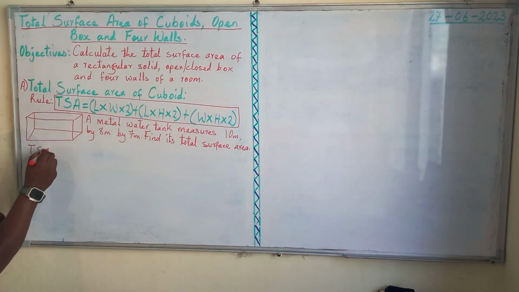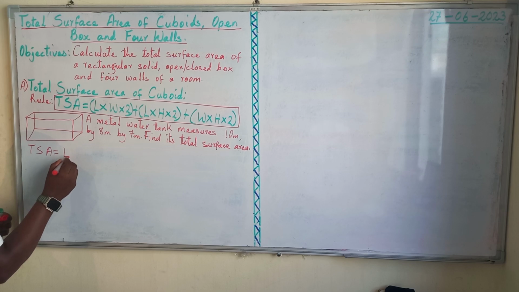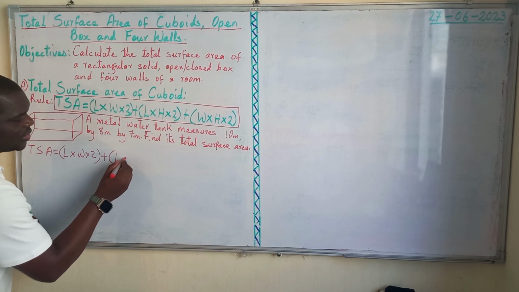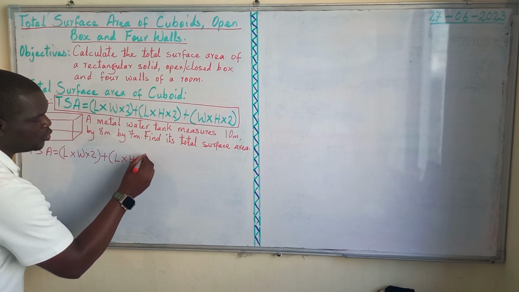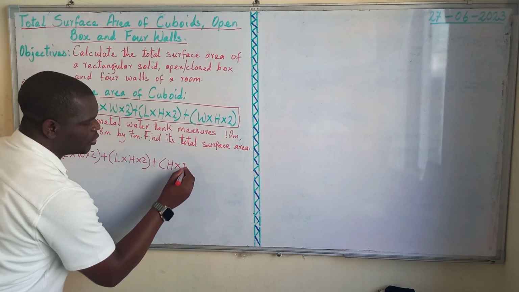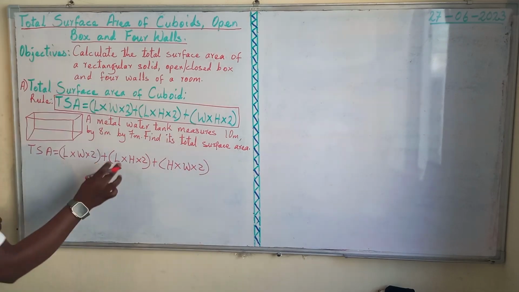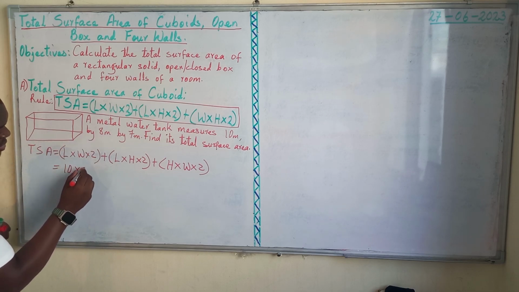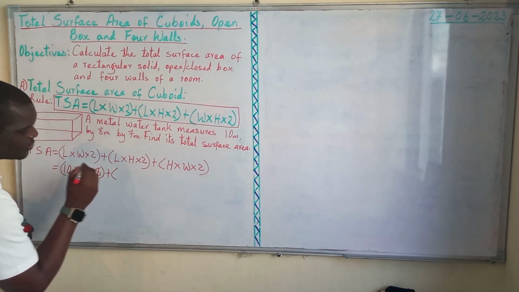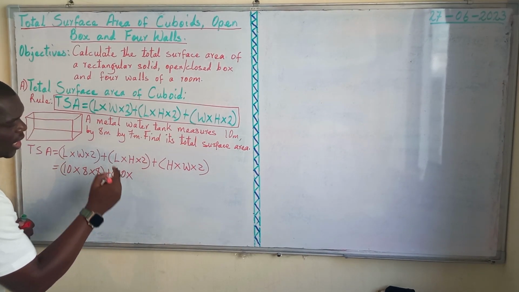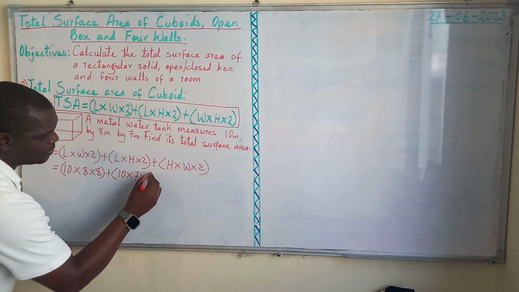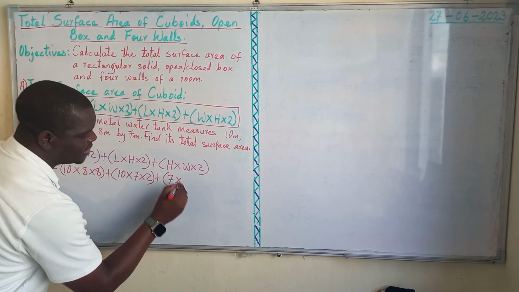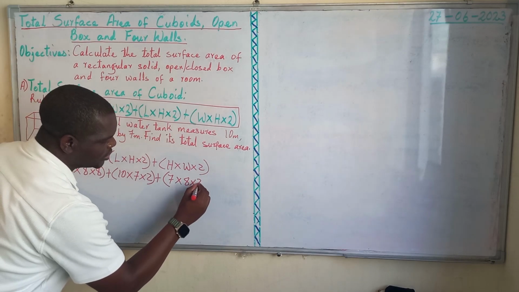Total surface area, we've said, is length times width times 2 plus length times height times 2 plus height times width times 2. Now let's substitute. The length here is 10 times the width, which is 8 times 2, plus length is 10, height is 7, and you multiply this by 2, plus height we've said is 7, and width is 8 times 2.